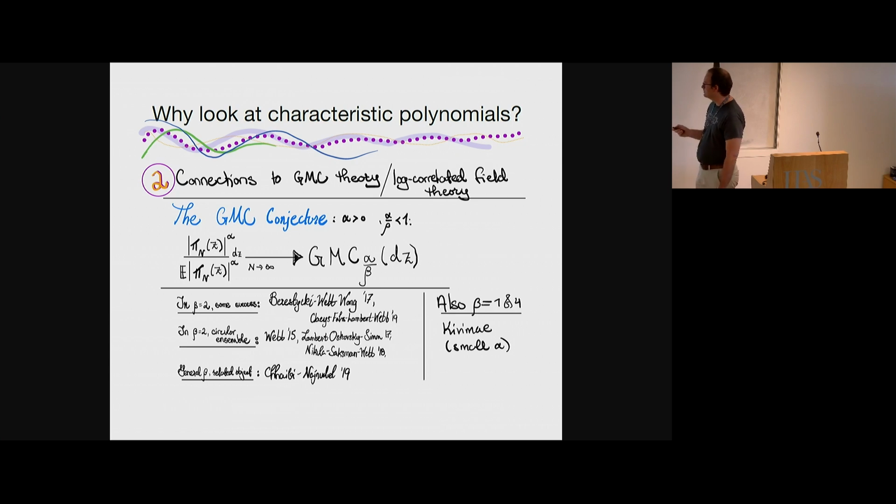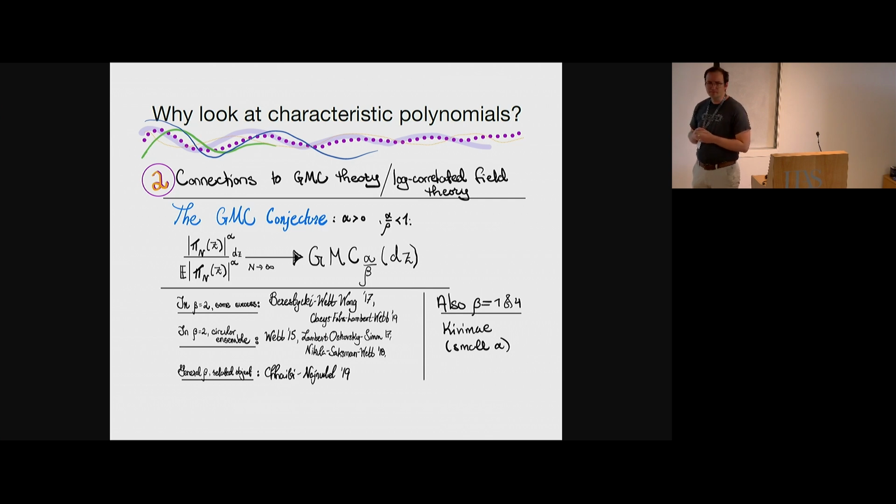I don't actually know who to attribute this to, at least in this generality, so please tell me if you know. But basically the conjecture is that if you look at this characteristic polynomial, you raise it to a power alpha, you renormalize by its mean, then this, as a random measure, is going to converge. And it's going to converge to an object which has a lot of universal features. There's some details here which are embedded here. So it's not quite a totally universal object, but it's a Gaussian multiplicative chaos, and I'll say a little bit about it. So I think it's a really nice object.